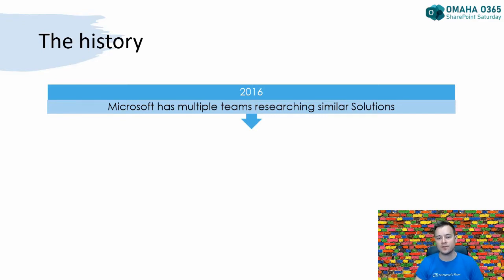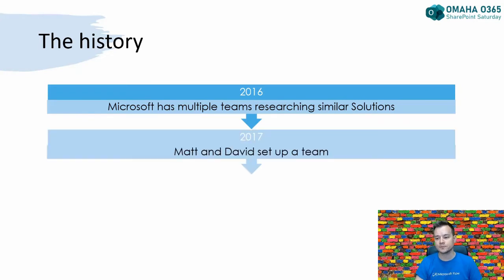And so they thought, okay, if we have so many teams working on the same thing, let's just merge them and create a unified technology that can be shared by those teams, that can be used by those teams. And so in 2017, Matt Hittinger joined Microsoft, David Clow joined the team, and together they set up the team that was focused on creating this unified technology.